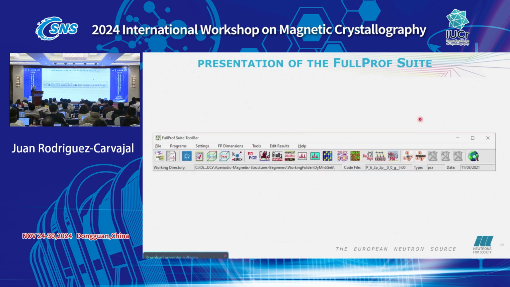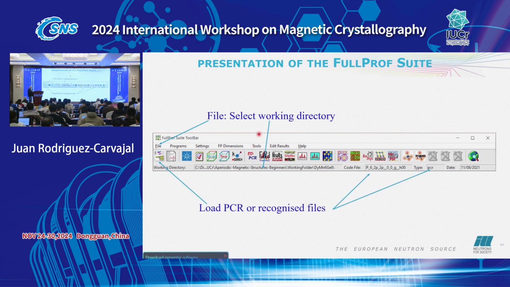This is the toolbar in which you have File, for example, select working directory. Normally you select a working directory when you start to work with FullProf, in which you have your data, for instance. You can load the PCR file or a recognized file here. Then you have a code of the file and the type. Here, for example, is a PCR file. And you can load, for example, a CIF file, a CFL file for other programs that you have in the FullProf suite.